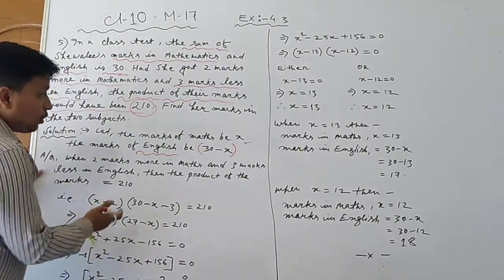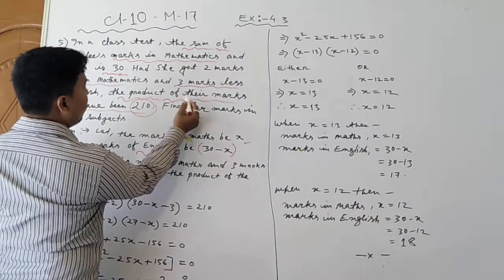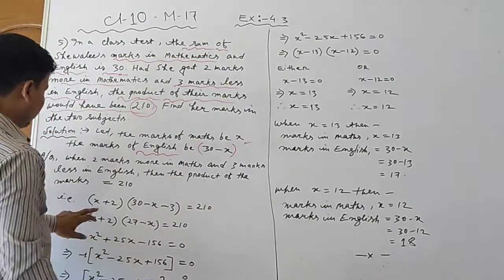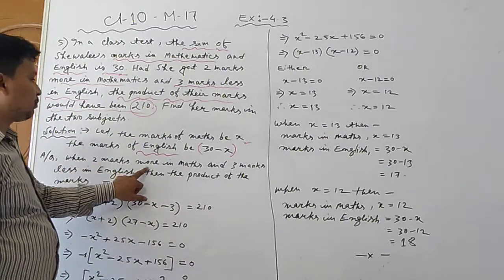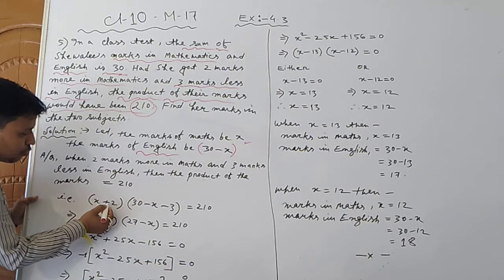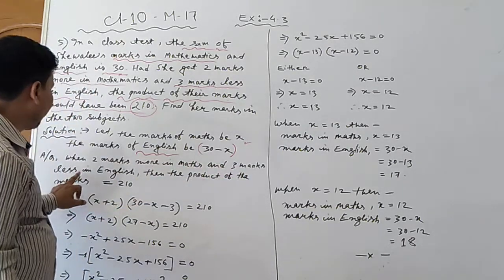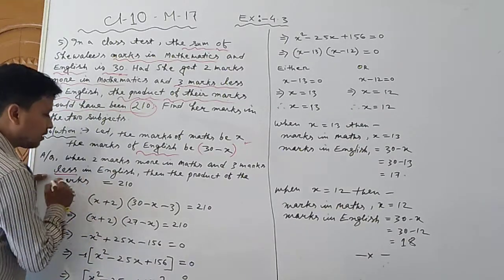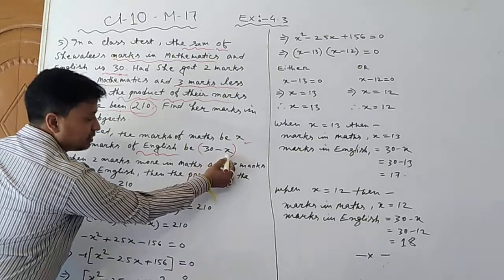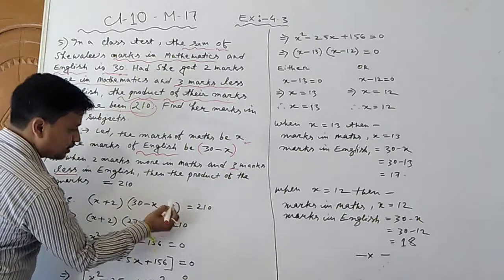Next, we have to make one quadratic equation. There is written the product of their marks would have been 210. So when 2 marks is more in maths, the maths marks is x plus 2, more means plus 2. Then written 3 marks less in English, less means minus. So actually the English marks is 30 minus x, and there is written 3 marks less, so minus 3.